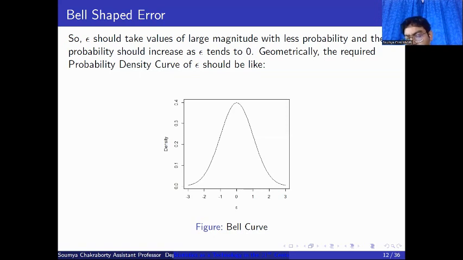I'm not going to illustrate that, but a normal random variable usually takes a value between minus 3 to 3 with very high probability, like 99 point something percent. So the error should be like this. And again, this error cannot be controlled. We cannot control this error.